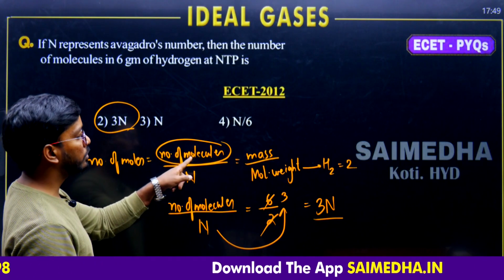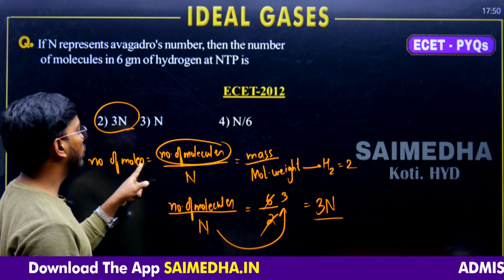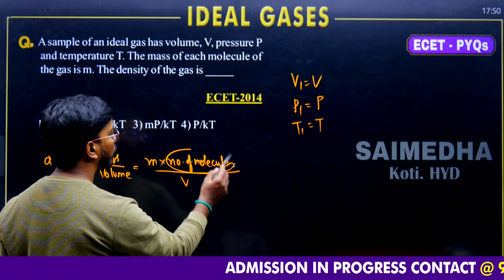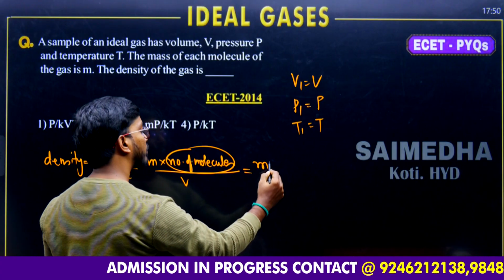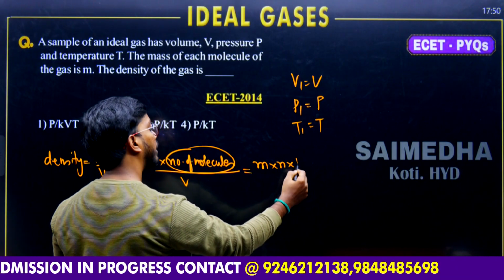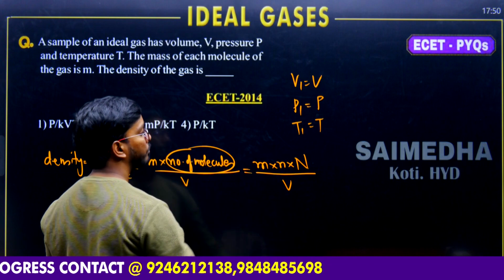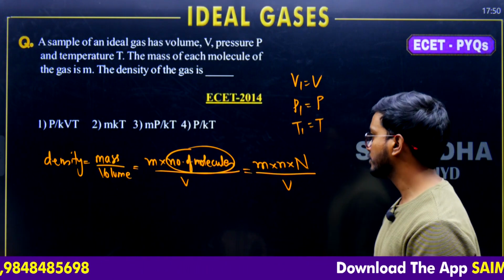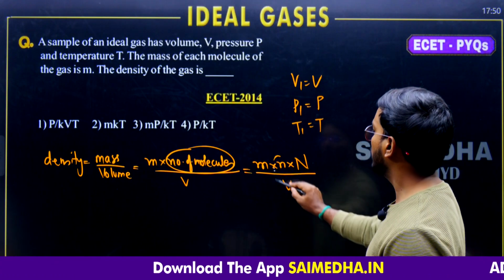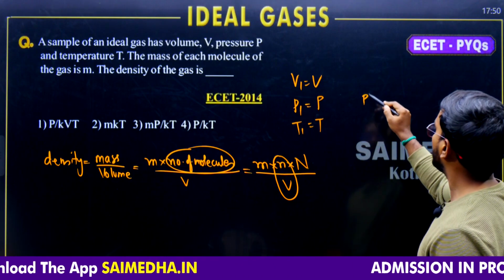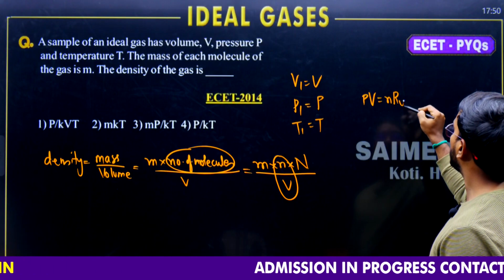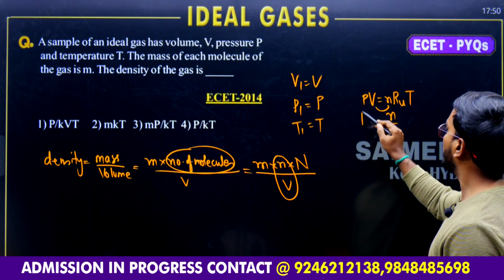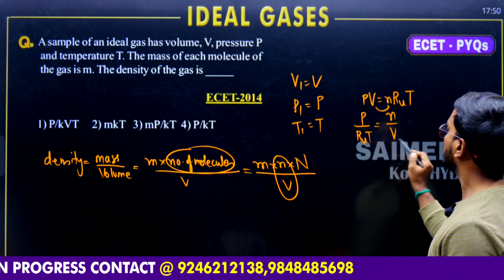We know the number of molecules formula, just now we have written. Number of molecules is, what is the formula? Number of moles into Avogadro number. So we can write n into N divided by V, where small n is number of moles, capital N is Avogadro's number. Okay. So this n by V, focus now. What is the formula for n by V? PV is equal to n into R into T. n by V is equal to P by RT.